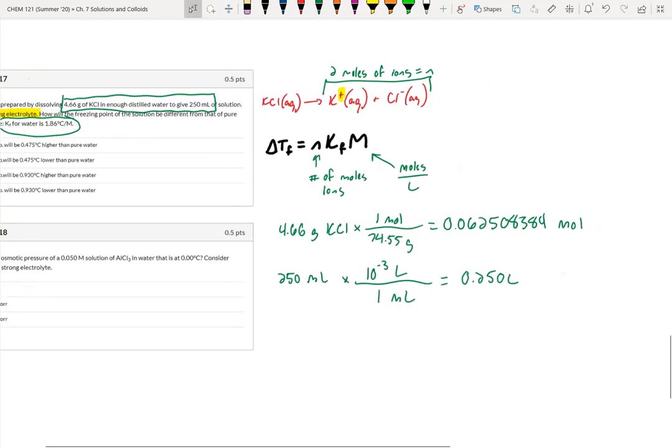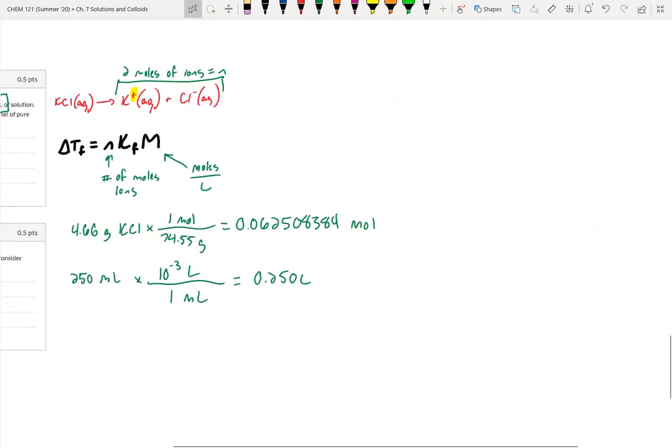So now let's figure out what the molarity would be. I'm just going to take that top number that I got and divide it by 0.250. And I'm going to ensure that my answer only has 3 sig figs. So this would be 0.250 molar.